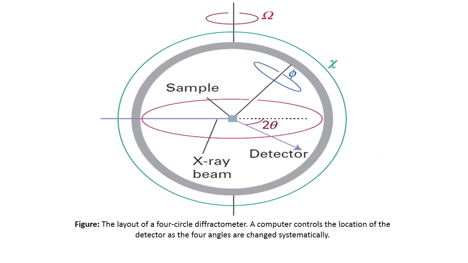This is the 4-circle diffractometer layout. The computer controls the location of the detector as the 4 angles are changed systematically. You can see on the screen in the center the sample is present and there are 4 different angles shown by the circle.